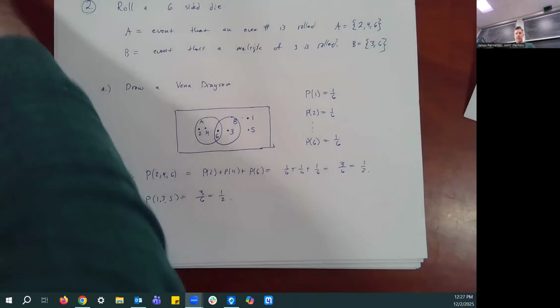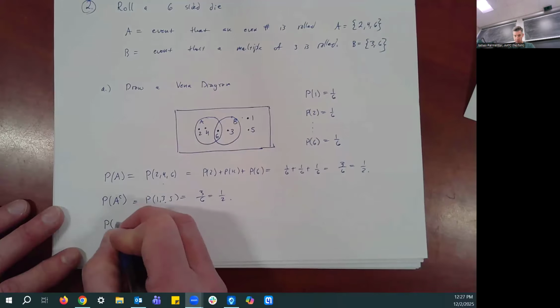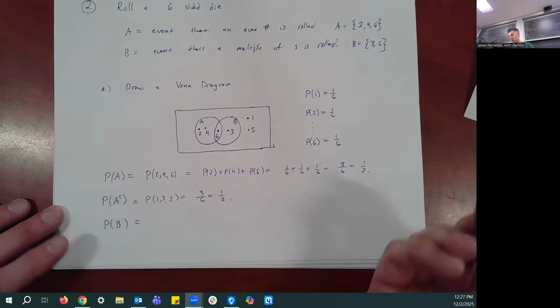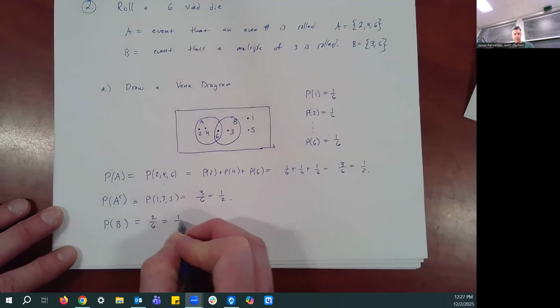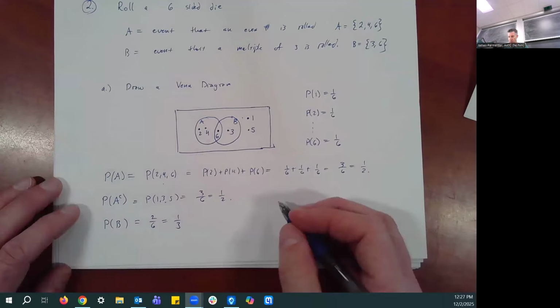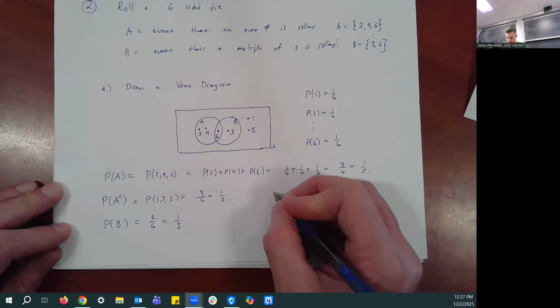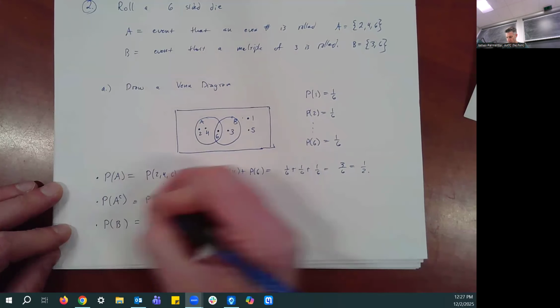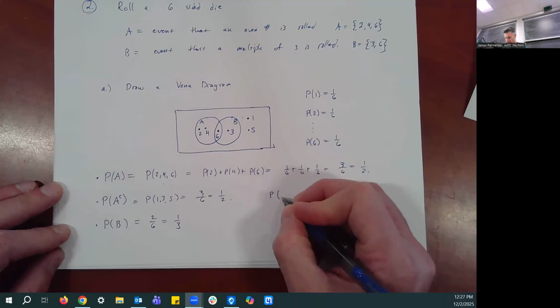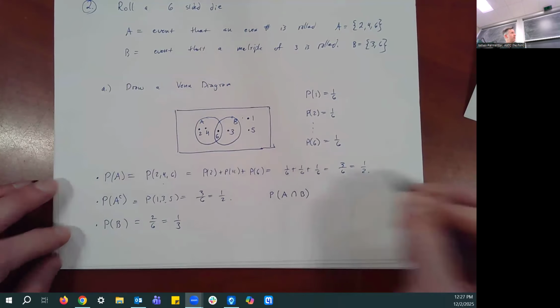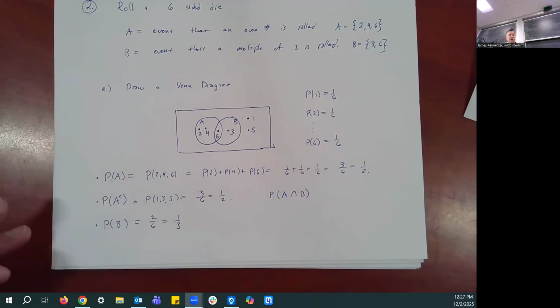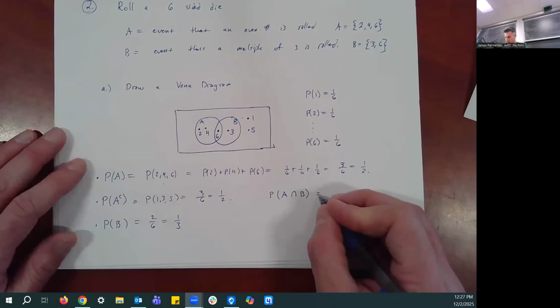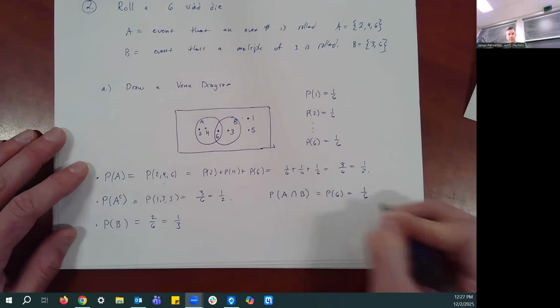What else do we want to talk about? Oh yeah, what's the probability of B here? Probability of B is, not surprisingly, there are 2 things in B, so it's 2 out of 6, which is 1/3. But really, we're talking about the intersection. The intersection, or the overlap, is written like this: A intersect B. It's everything that's common to both A and B. In this case, the only thing common to A and B is 6, so it's the probability of rolling a 6, which is just 1/6.